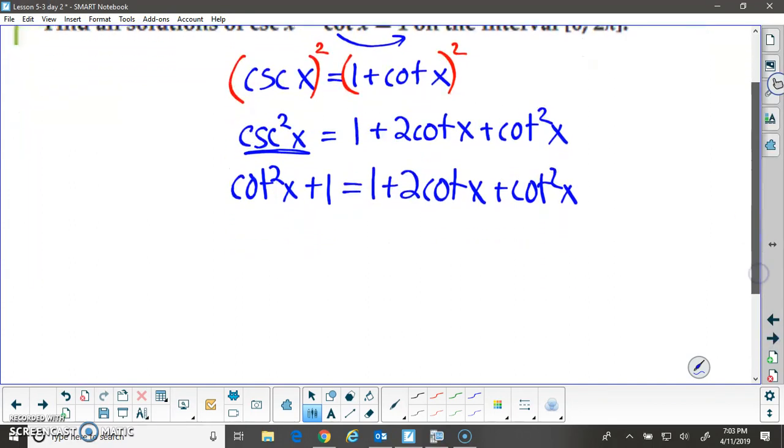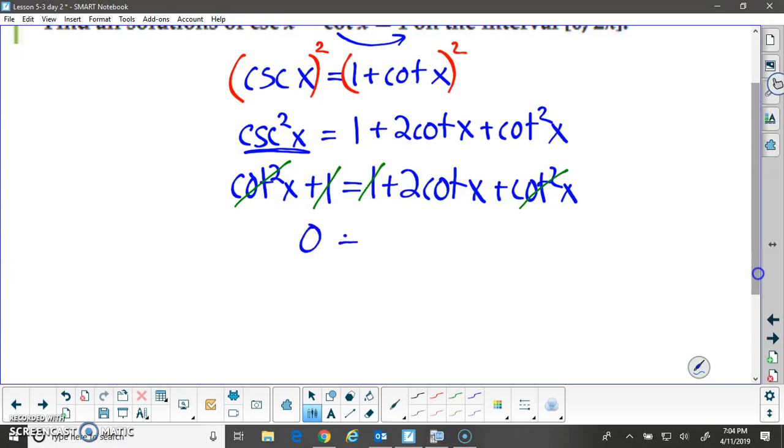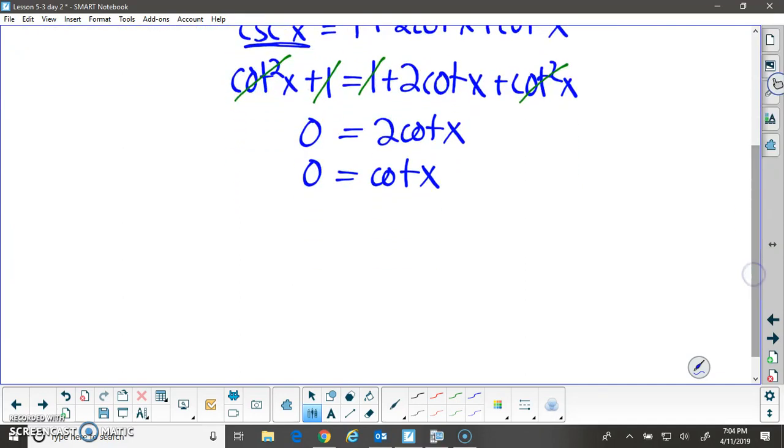And now, to finish this problem, it looks as if the cotangent squareds will just cancel each other out. It looks like the 1s will cancel each other out. So we're left with 0 equals 2 cotangent of x, which just means 0 equals cotangent of x, because I divided both sides by 2. And now you don't have cotangents on the unit circle, so if you've got 0 equals cotangent, you have to reciprocate. The reciprocal of cotangent is a tangent. The reciprocal of 0 is undefined.